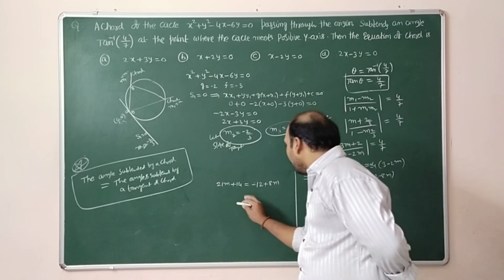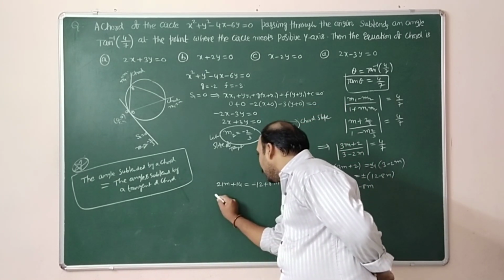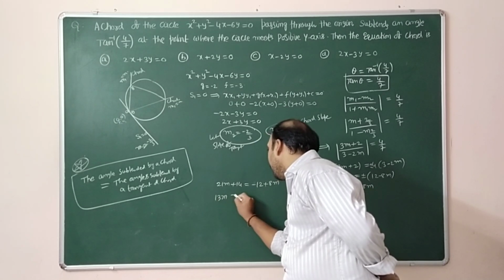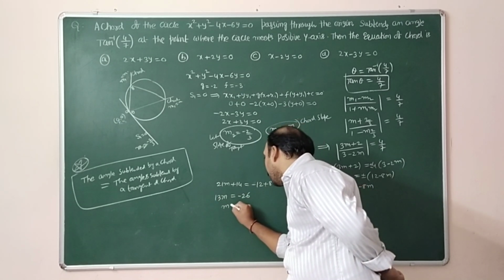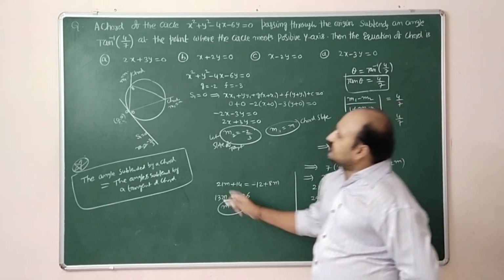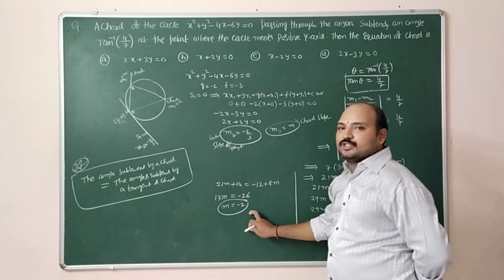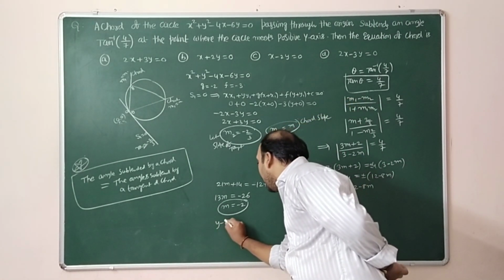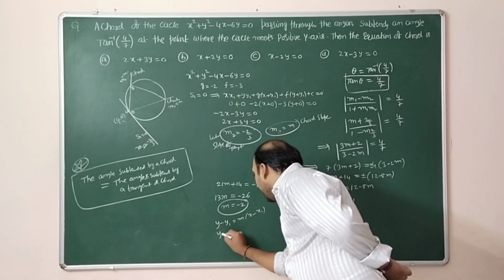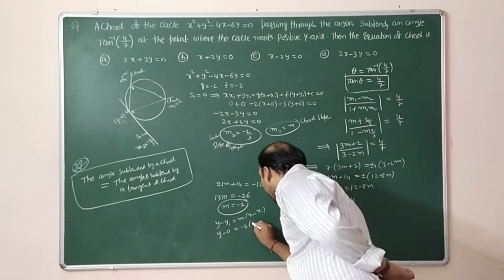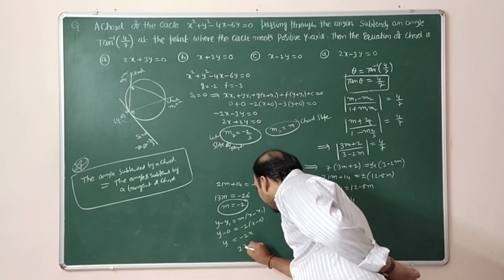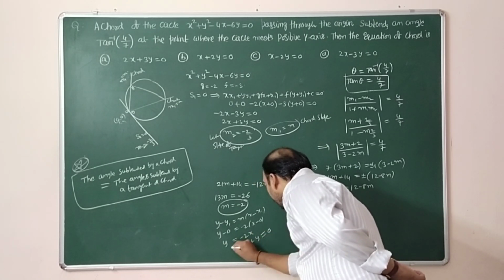Next one, here 8m we can take to this side. 21 minus 8 becomes 13, so 13m equals minus 26, and m is equal to minus 2. The line passes through the origin and the slope is minus 2. So y minus y1 equals m into x minus x1. Y minus 0 equals minus 2 into x minus 0. So y is equal to minus 2x, that is 2x plus y equal to 0.